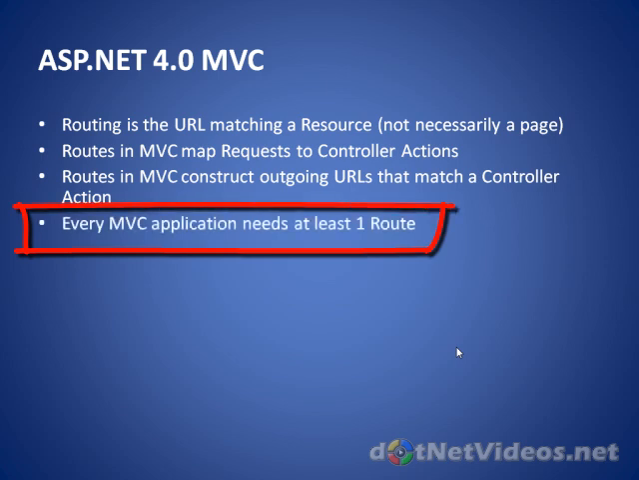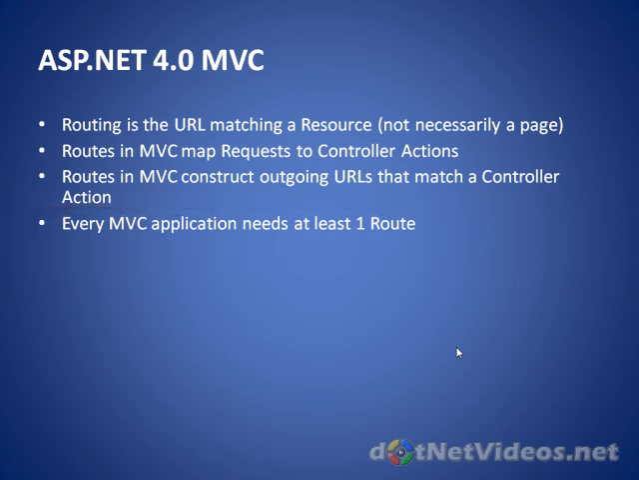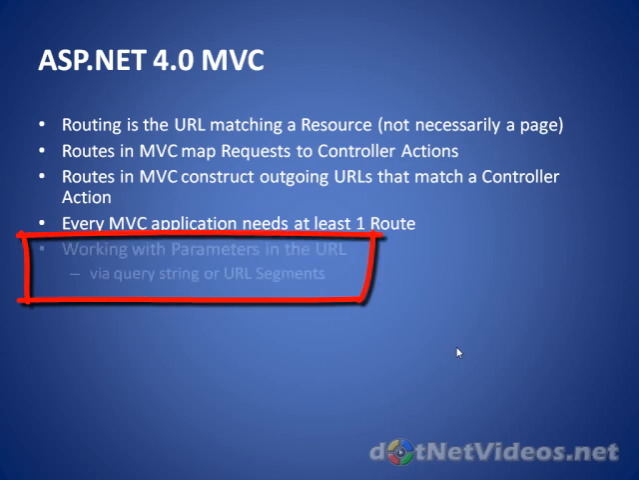Now, every MVC application needs at least one route. This is created for you and housed in the global.asax file. So if you just fire up a new MVC app, it's off and running. And you don't even necessarily have to see it, but the plumbing we'll dig into in this video.